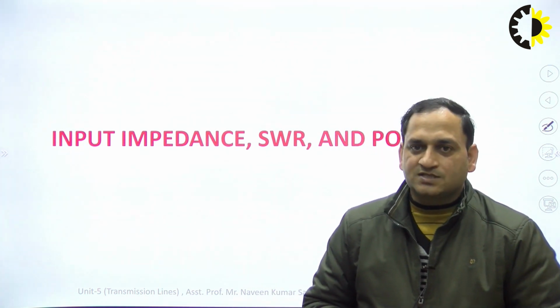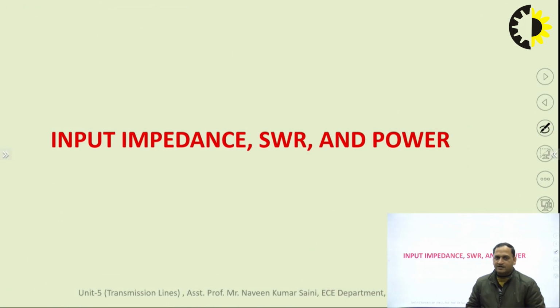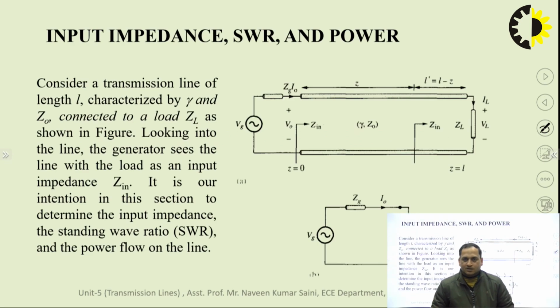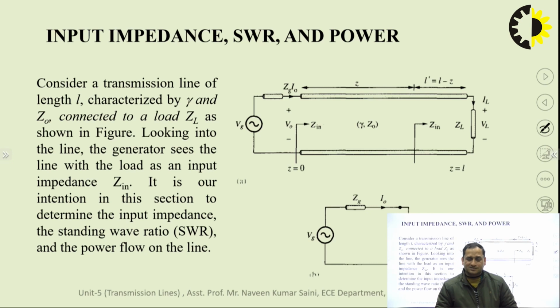So today we are going to discuss the input impedance, SWR (standing wave ratio), and the power. In the last lecture we discussed what a transmission line is, and we said it is a distributed architecture. In the conductors, the conductor is defined by the resistance per unit length and the inductance per unit length, and the intermediate medium between the two conductors is defined by the conductance and the capacitance.